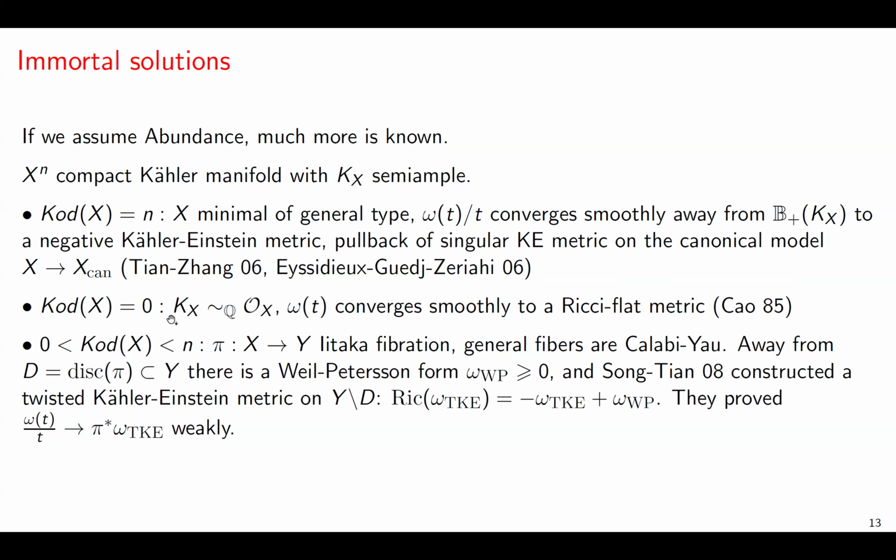And Kodaira dimension 0 is even easier. Here it follows that K_X is torsion, so what I would call Calabi-Yau, and the metrics converge smoothly to Ricci-flat. This was known for a long time.